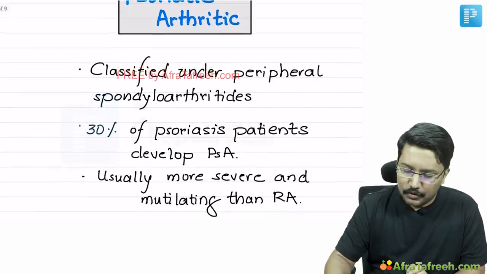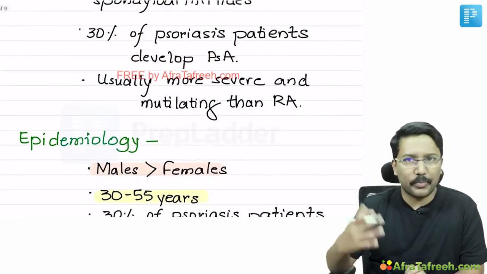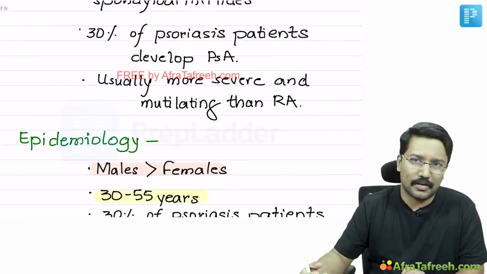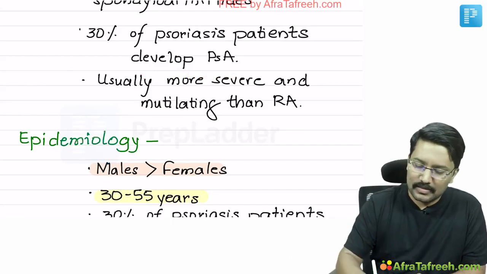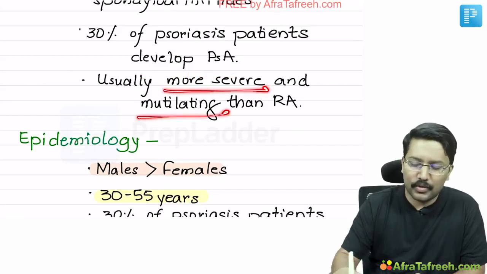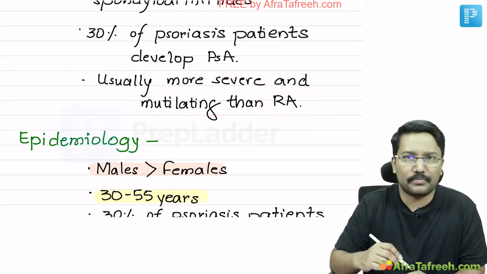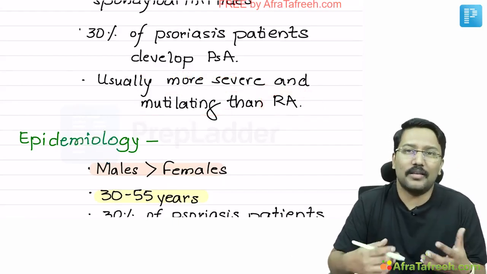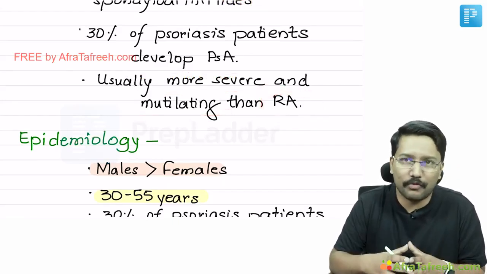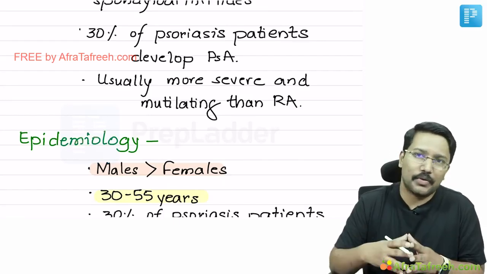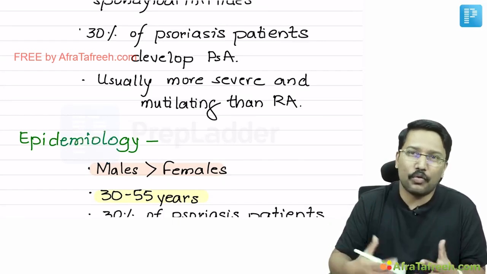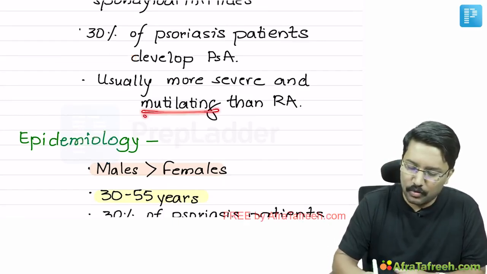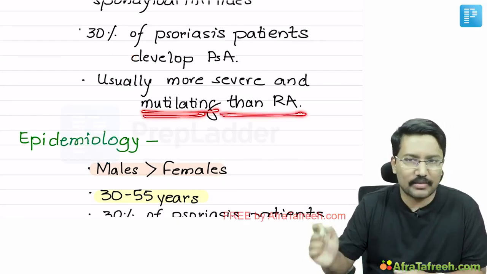Now I have already told you that rheumatoid arthritis is one of the important differential diagnoses. But one thing that we should note about psoriatic arthritis is that it is more severe and more mutilating than rheumatoid arthritis. Rheumatoid arthritis is characteristically known for the joint deforming changes. But in case of psoriatic arthritis, those deformities or deforming activity is more vigorous. So this is going to be more mutilating than rheumatoid arthritis.